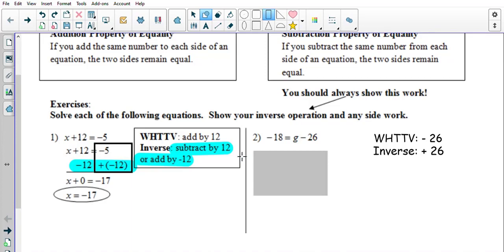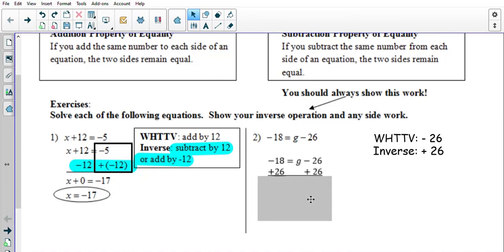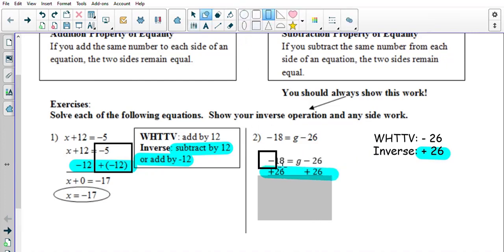So let's take a look at number 2. Negative 18 equals g minus 26. I forgot to cover this up, but what's happening to the variable is we're subtracting 26. The inverse of subtracting 26 is to add 26. So I'm going to show plus 26 once on each side of my equation. Again, always the inverse is what we show. On the right-hand side, we're going to be left with g. On the left-hand side, I need to calculate negative 18 plus 26.